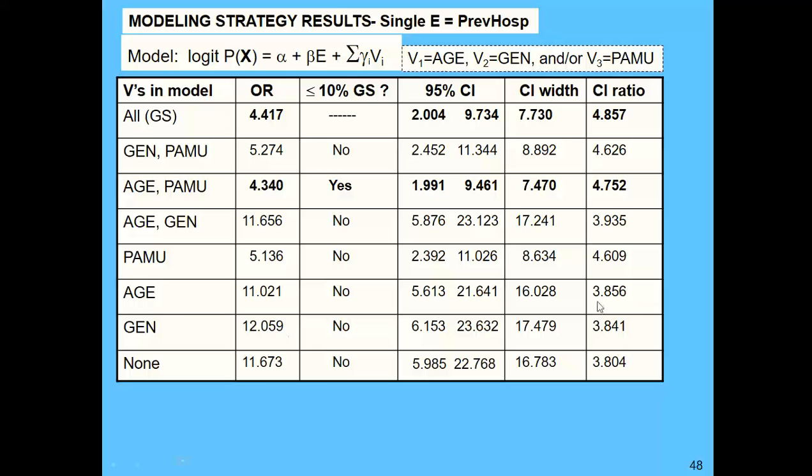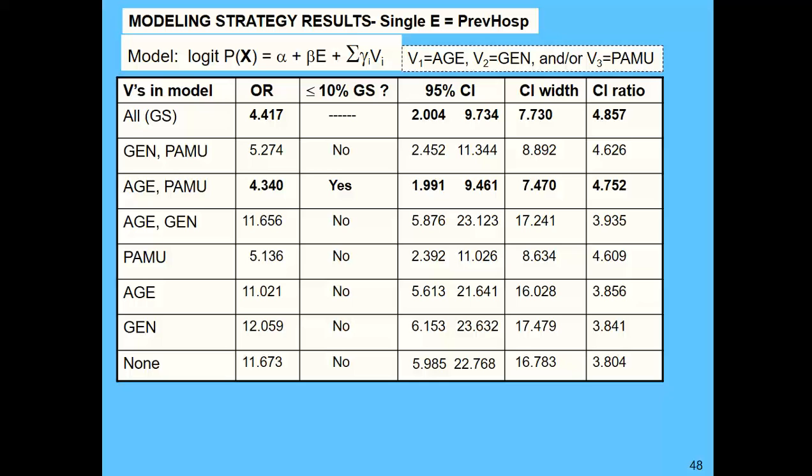So it looks like no matter which of these two models you use, there's only two models that are eligible to be compared. And of the two models, the one that drops gender controls for confounding and gains precision. Right? So is that the best model?